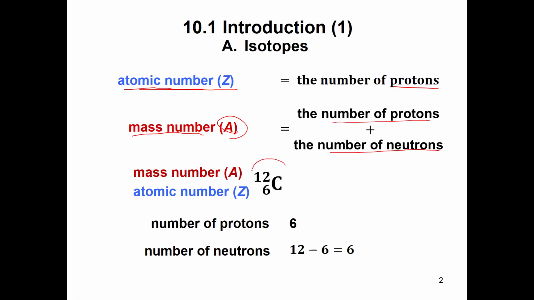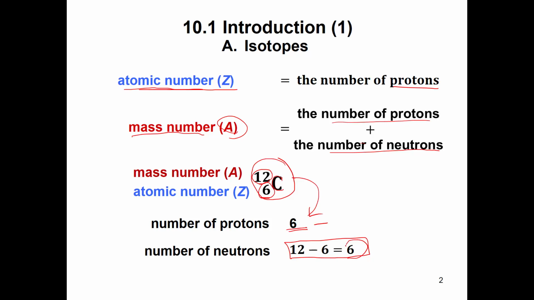So when we write the symbol for carbon, for example, we write the symbol C, and then we write the mass at the top left and the number at the bottom left. And that tells us that there are 6 protons, because that's how many there are in carbon. If it had a different number, it would no longer be carbon. And we get the number of neutrons by subtracting 6 from 12, and we get 6 neutrons.